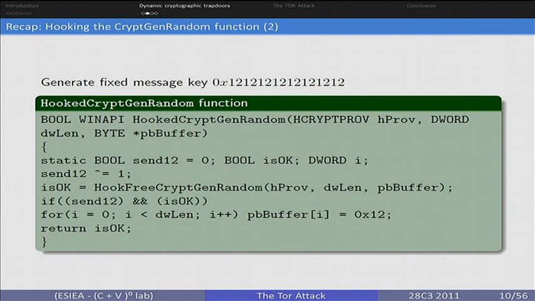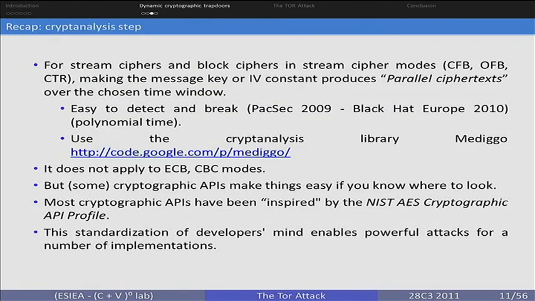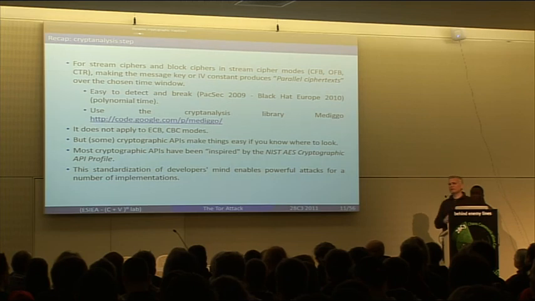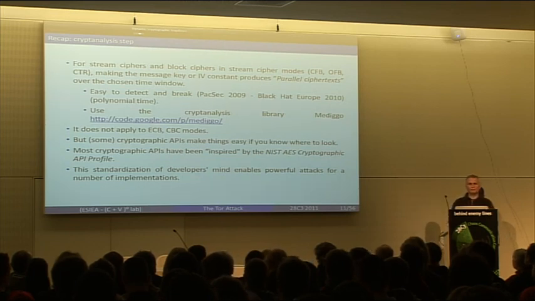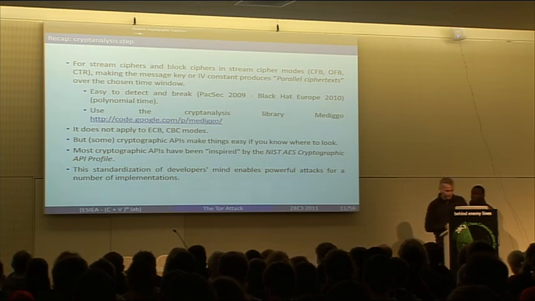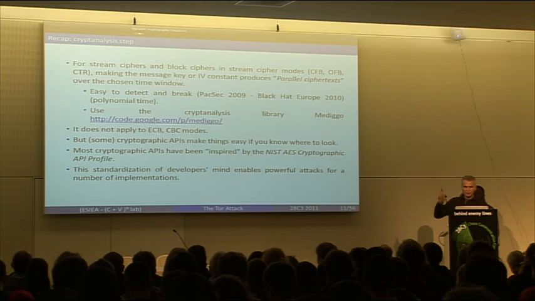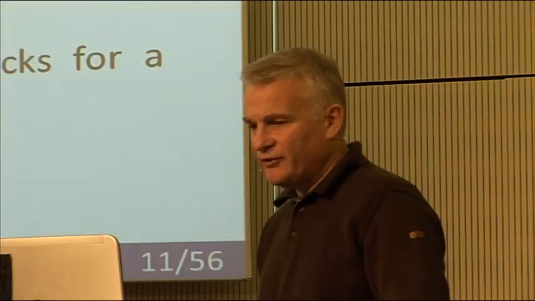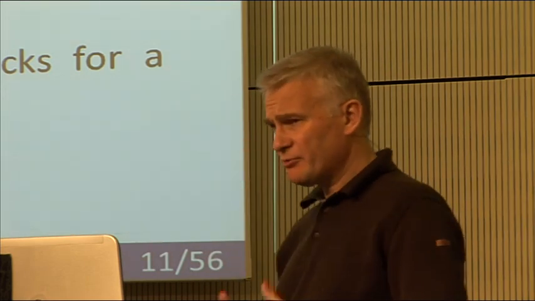So why fix the message key? Because in this case, all the messages that are going to be encrypted will be parallel ciphertexts. It means that it is easy to detect them among many, many encrypted texts. You can detect them in polynomial time and break them as well in polynomial time. Just the fact of fixing the IV. So we have developed a cryptanalysis library exploiting this fact, and you will be surprised how much encrypted traffic can be partly broken by applying these techniques. Of course, we are considering stream cipher modes.